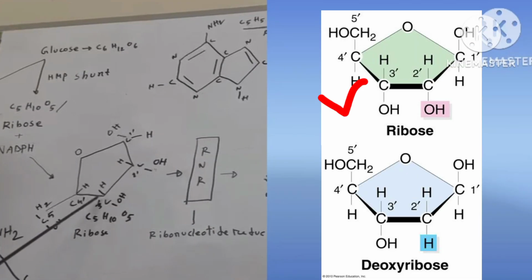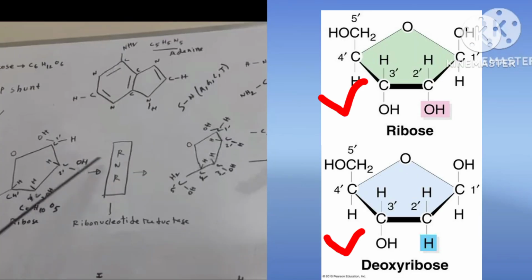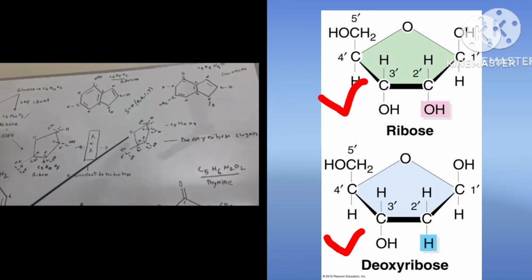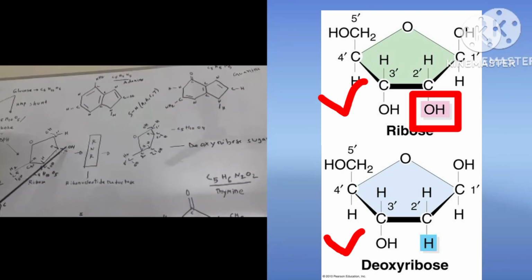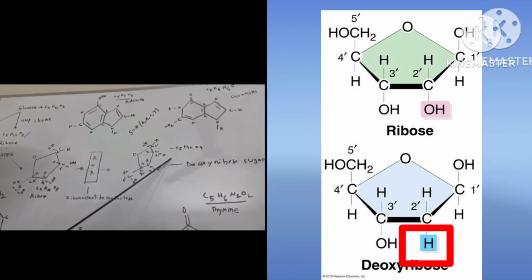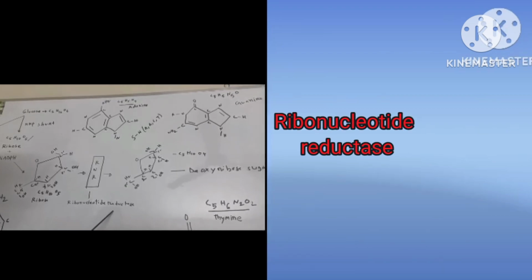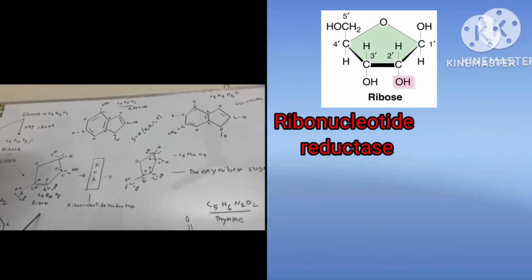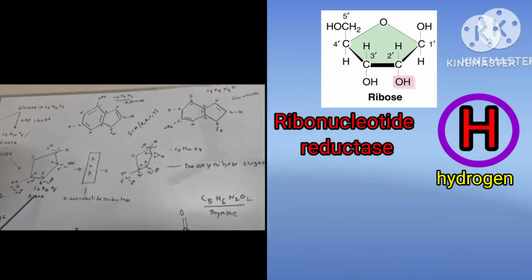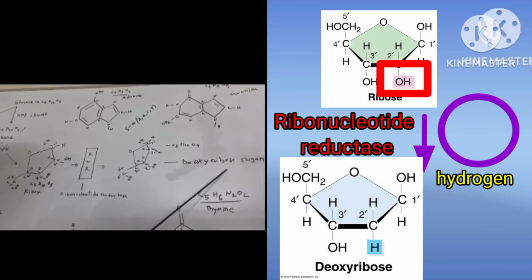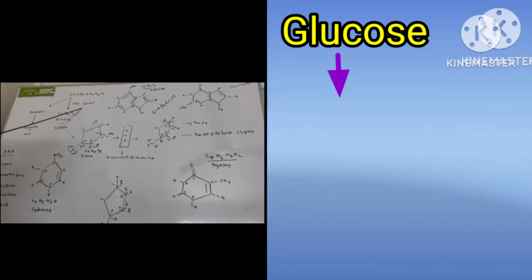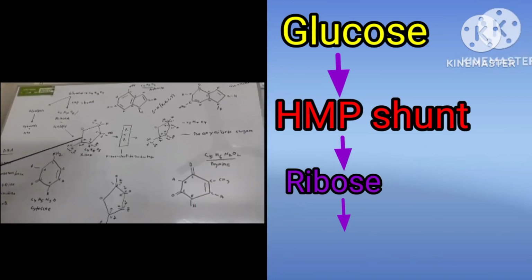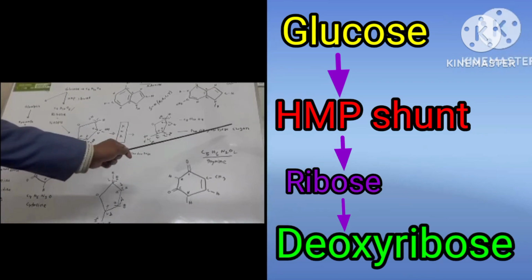In this pathway, glucose is converted to ribose plus NADPH. This is ribose sugar. This is deoxyribose sugar. The two structures are nearly the same. In ribose sugar, at the 2' position there is a hydroxyl group, but in deoxyribose sugar, at the 2' position there is hydrogen. It means that when ribonucleotide reductase enzyme replaces the hydroxyl group of ribose sugar with hydrogen, ribose sugar is converted to deoxyribose sugar. Then what do we understand? Glucose by HMP shunt is converted to ribose, and ribose is converted to deoxyribose sugar.